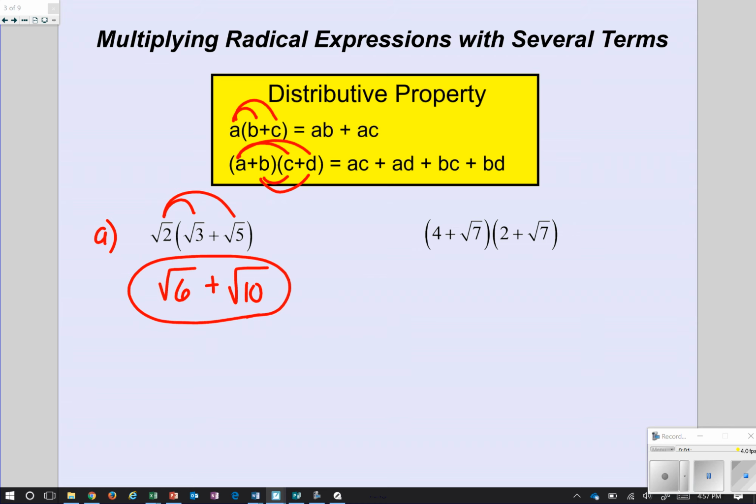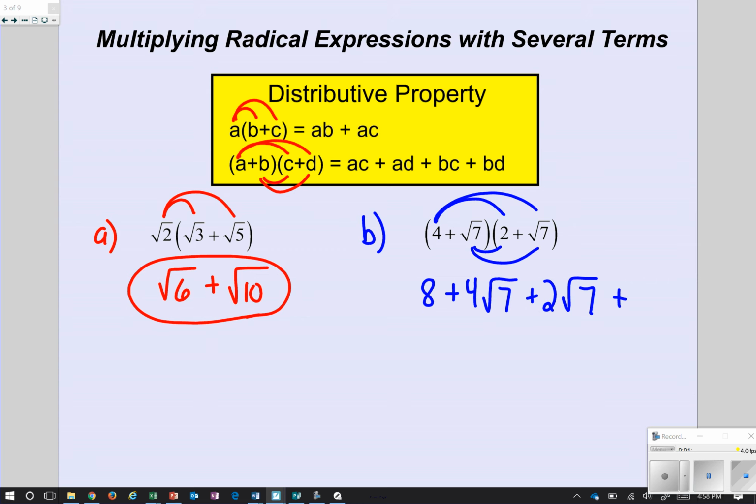Now let's do the same property this time. We'll call this example B, and we'll do it by distributing both the 4 and then eventually the square root of 7. So 4 times 2 is 8. Then we add plus 4 times the square root of 7. Then we have to distribute the square root of 7, so we would get plus 2 square root of 7. And then the square root of 7 times the square root of 7 is just 7.